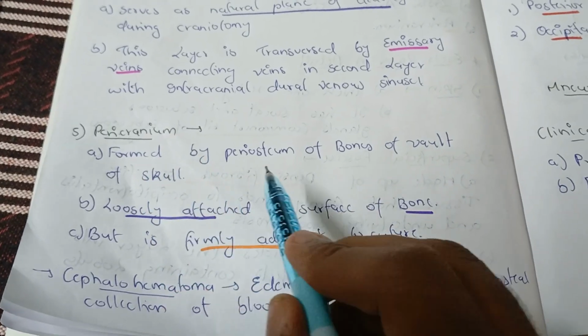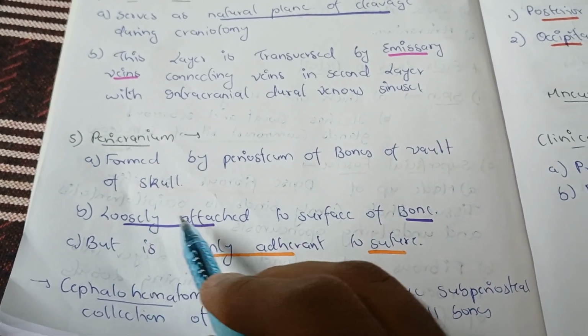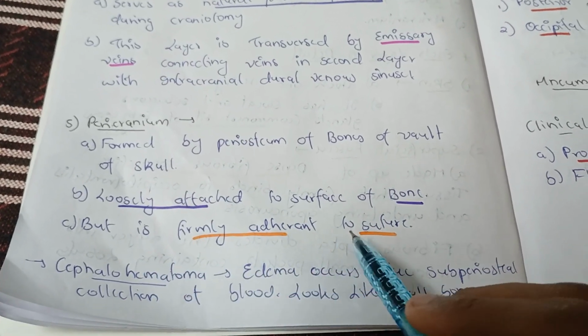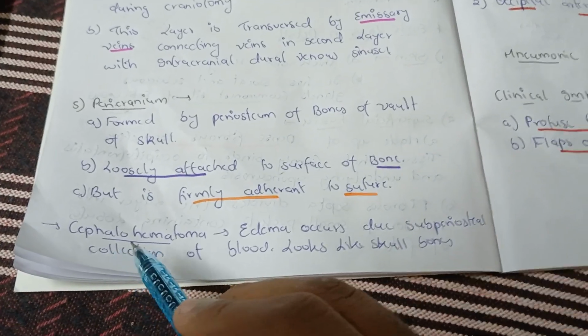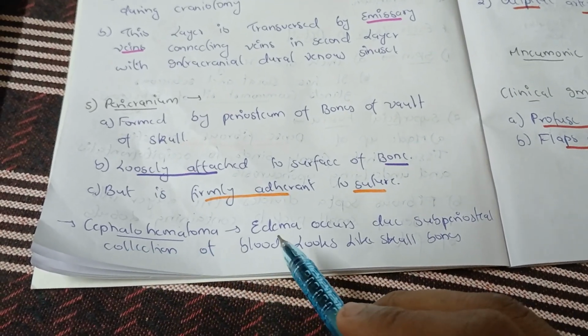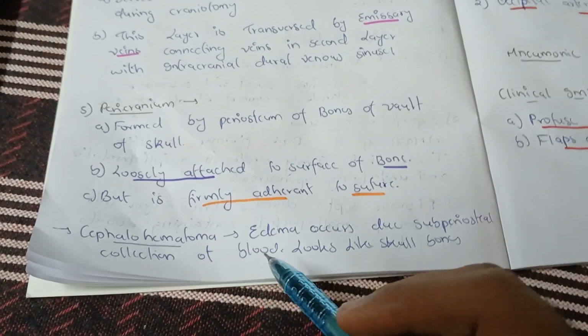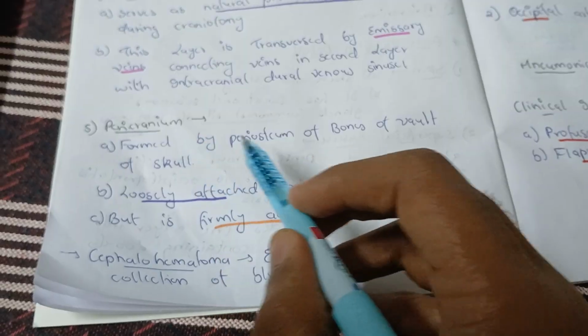It is formed by the periosteum of bones of the vault of skull. It is loosely attached to the surface of the bone, but it is firmly adherent to the sutures. The main clinical importance of this layer is cephalohematoma, which is edema which occurs due to subperiosteal collection of blood. In this condition, blood collects below the layer of pericranium.